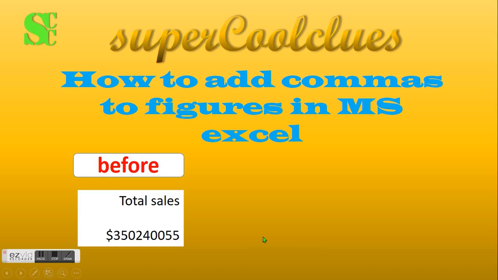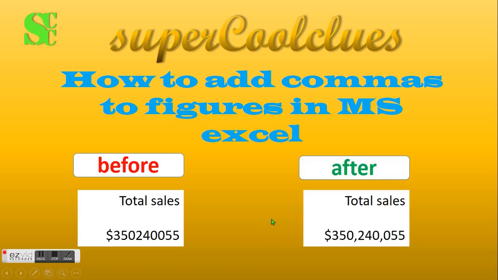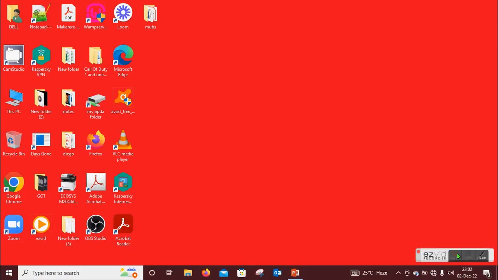At the end of the day, you want it to look like this document, where you can easily tell that that is the $350 million, actually 350,240,000. To do that, you need to just follow these simple steps. There are several ways to do it, some of which are a bit complicated, but as with all videos in SuperCoolClues, we give you the simplest method to use. So you do the following.